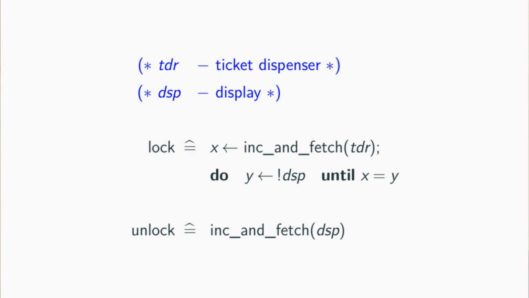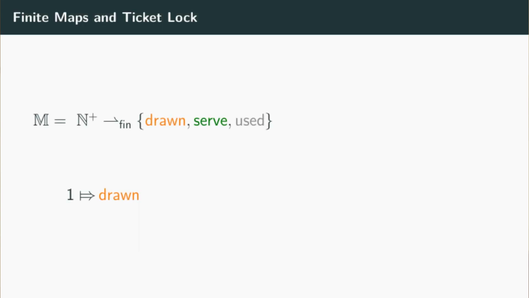Intuitively, the ticket lock's workflow resembles the ticket queue management system that guides customers to a counter in a shop. Incrementing TDR corresponds to taking a new ticket from the ticket dispenser, thus fixing a customer's position in the queue. Looping corresponds to awaiting the ticket's turn. Incrementing DSP signals on the display the next customer's turn. Next, let's see the structure of the host state.